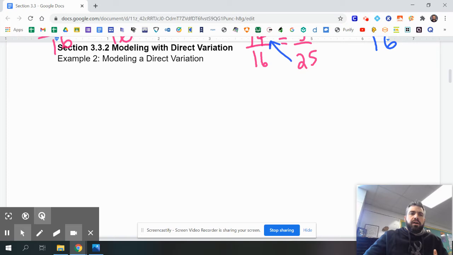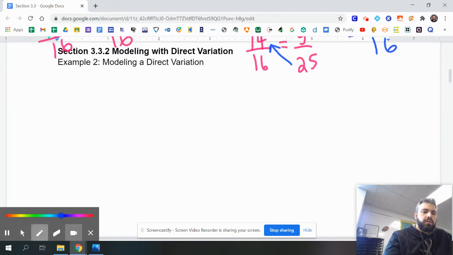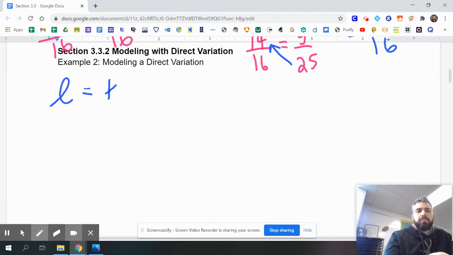Now, we're going to look at the next section, which is called modeling with direct variation. So we can actually model real-world applications, right? It says this: a kite company produces kites whose length vary directly with their width. Okay, so length is equal to some constant k times width. Okay, so think about it. It might be the fact that it's twice the width or something like that.